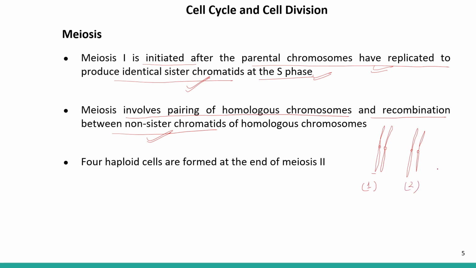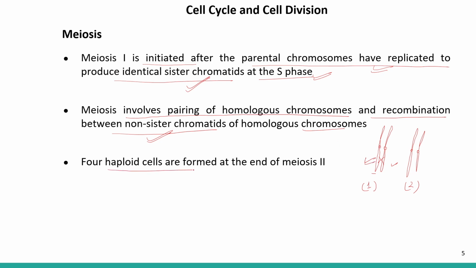For 3 in the same way, right? So there will be a recombination between these two, between the non-sister chromatids of the homologous chromosomes. So we will see in the coming slide how it happens.